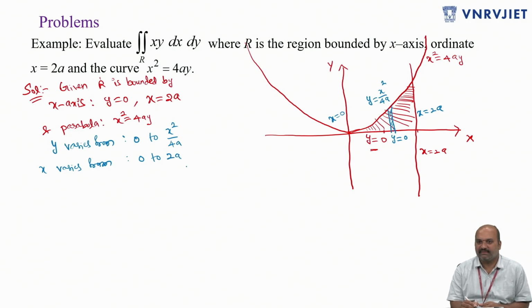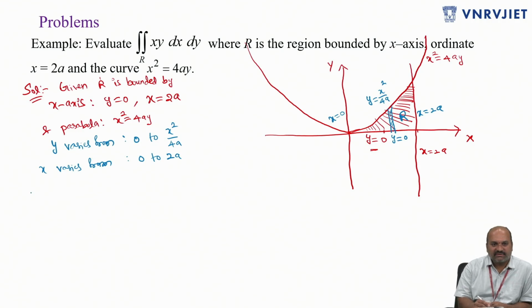Now we can evaluate the integral. Let me explain once again. The first step is identifying the region of integration. The region of integration R is bounded by the x-axis y equals 0, the parabola x² = 4ay, and the ordinate x equals 2a, which is parallel to the y-axis. For evaluation, let us consider a vertical strip in the region. The lower end of the strip is moving on y equals 0, and the upper end is moving on x² = 4ay. Representing it as y in terms of x, that is y = x²/4a. Those are the y limits. To cover the region, this strip has to slide from the line x equals 0 to x equals 2a.